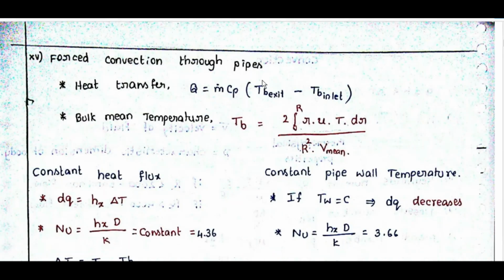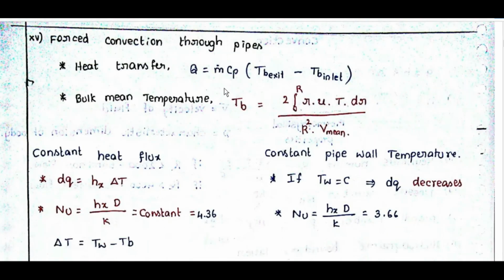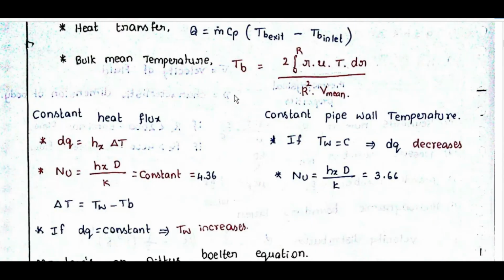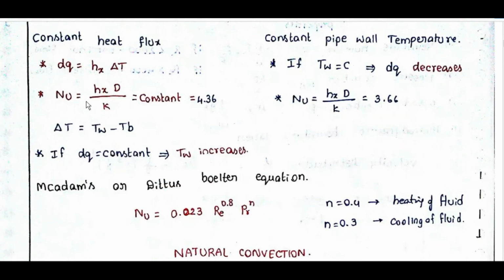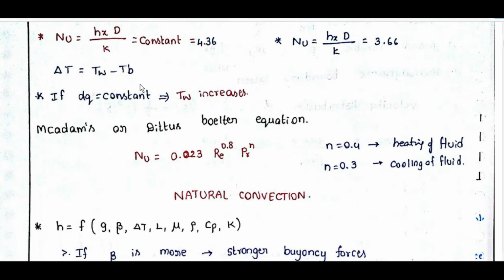Forced convection through pipes: heat transfer Q is equal to m dot Cp (TB exit minus TB inlet). Bulk mean temperature TB is equal to 2 integral 0 to R of u T dr by R square V mean. Constant heat flux: dq is equal to hx delta t, Nu is equal to hx d by k is equal to 4.36. Constant pipe wall temperature: if Tw is equal to constant, dq decreases, Nu is equal to hx d by k is equal to 3.66. Delta t is equal to Tw minus Tb. If dq is equal to constant, Tw increases.